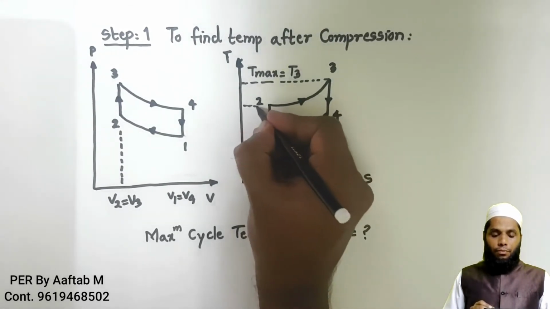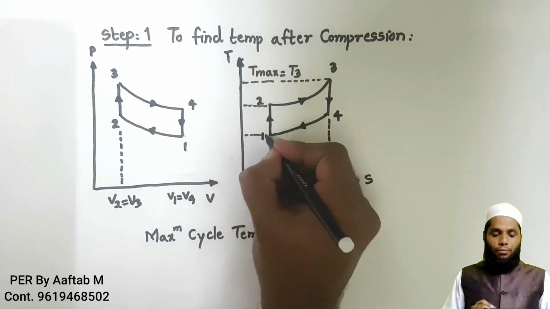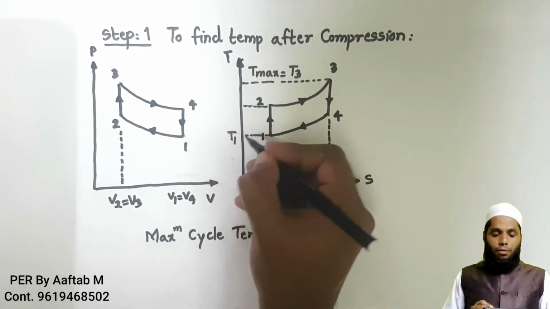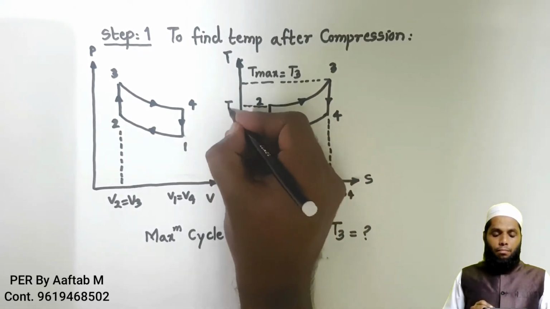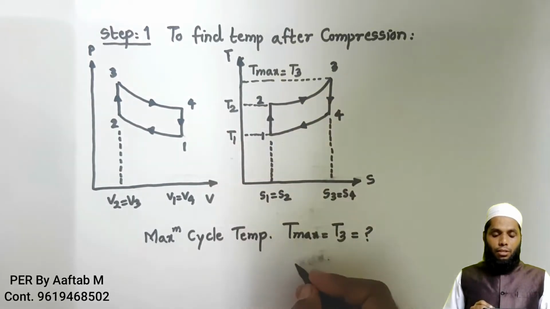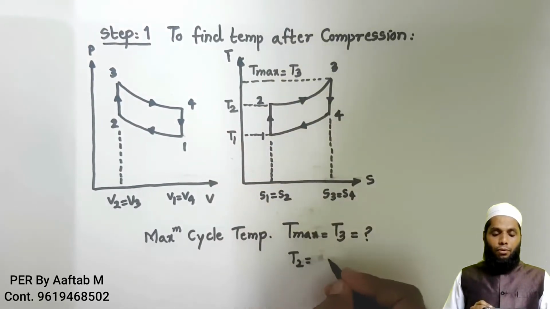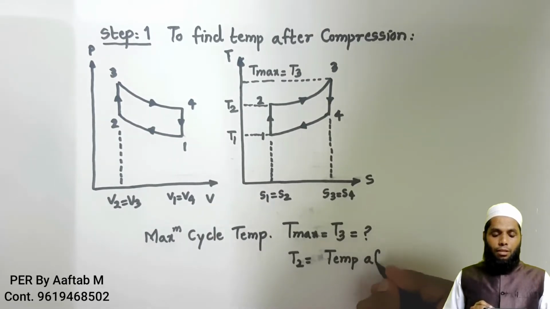Then we have region number 2 and region number 1. Region number 1, initial temperature T1 before compression, T2 temperature after the compression, which is also to be found out.